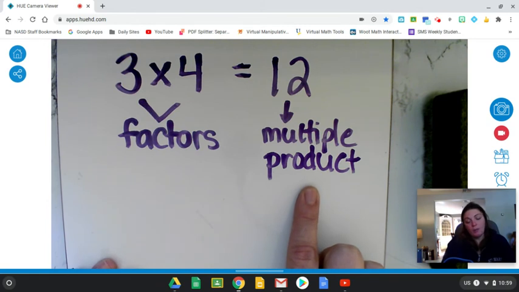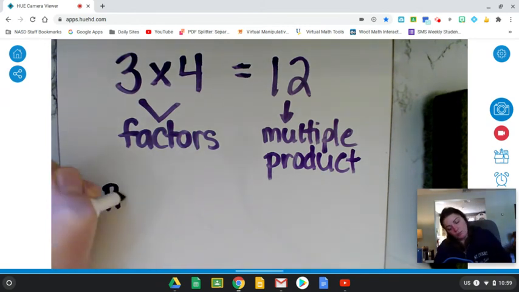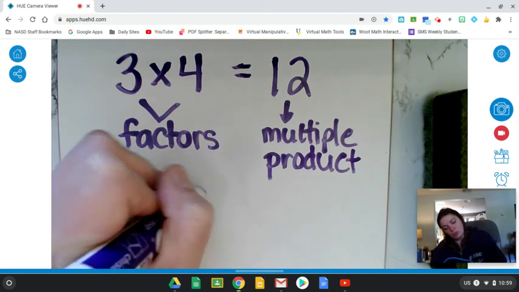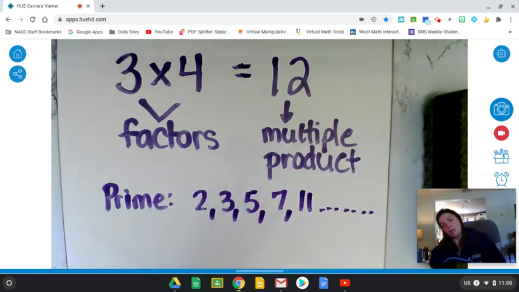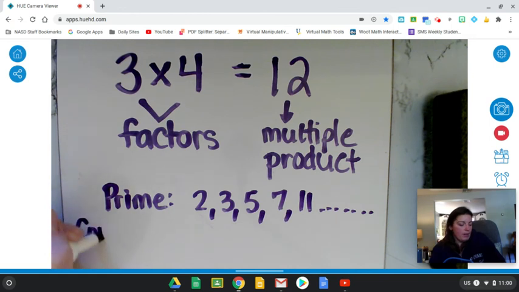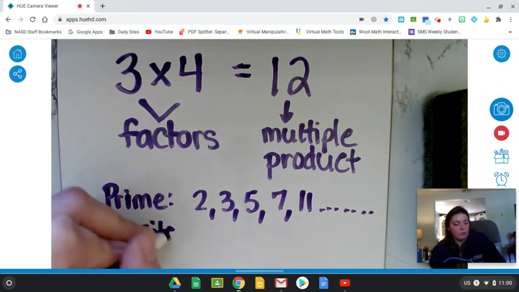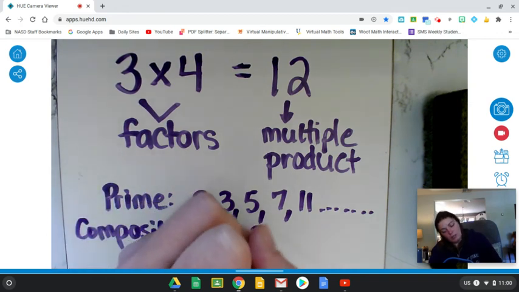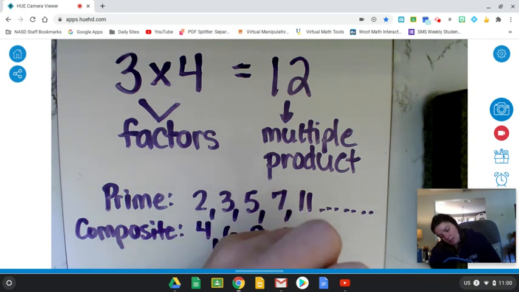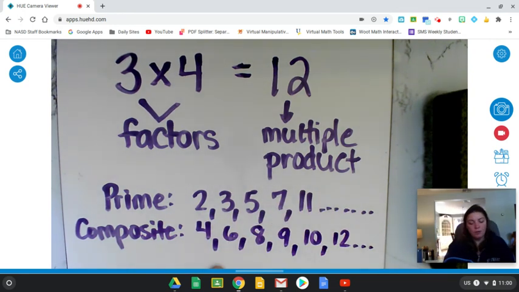Numbers can be prime or composite. So prime numbers are numbers such as 2, 3, 5, 7, 11, etc. They only have two factors, 1 and that number. And then the opposite, composite numbers, are numbers such as 4, 6, 8, 9, 10, 12, etc. Every even number except for 2 is composite. And yes, odd numbers can be composite.